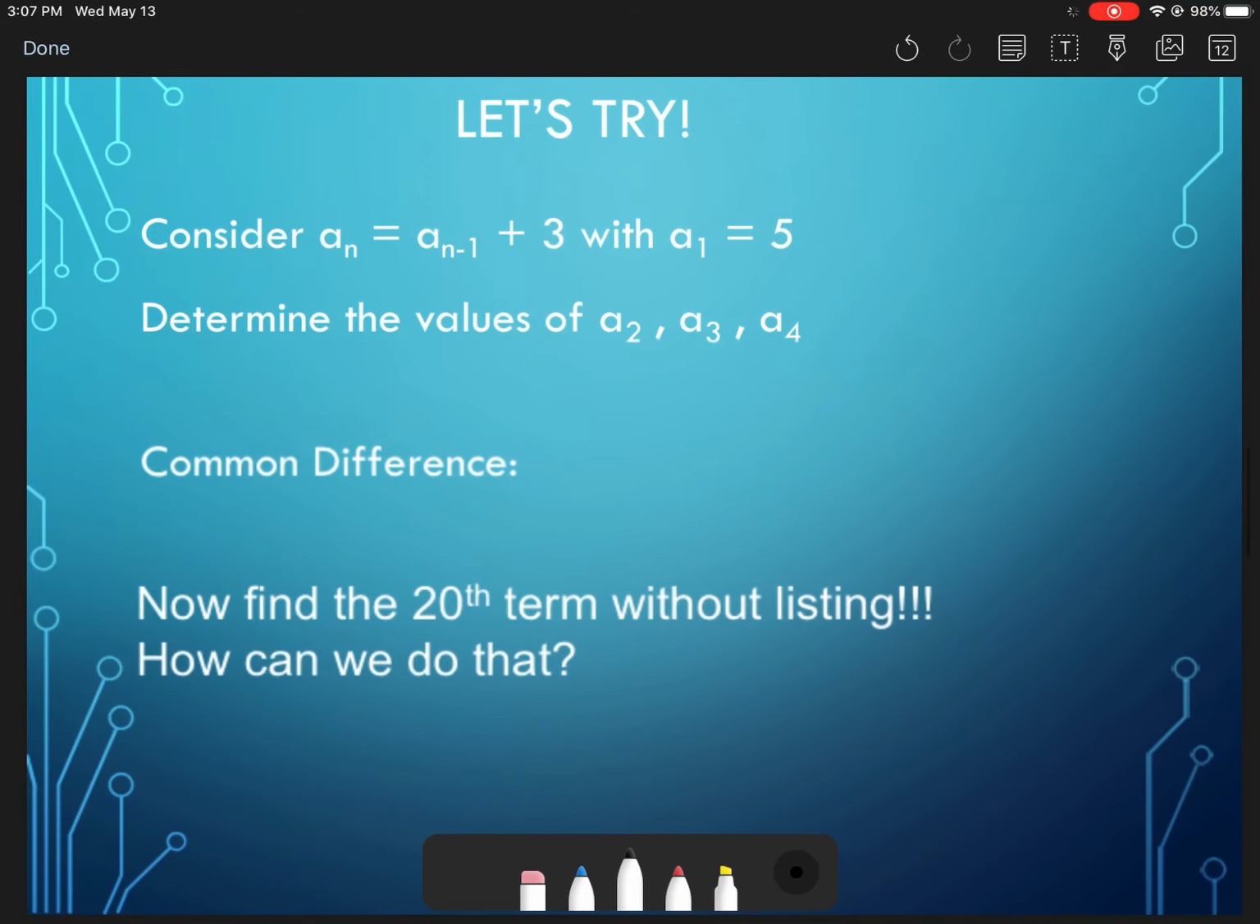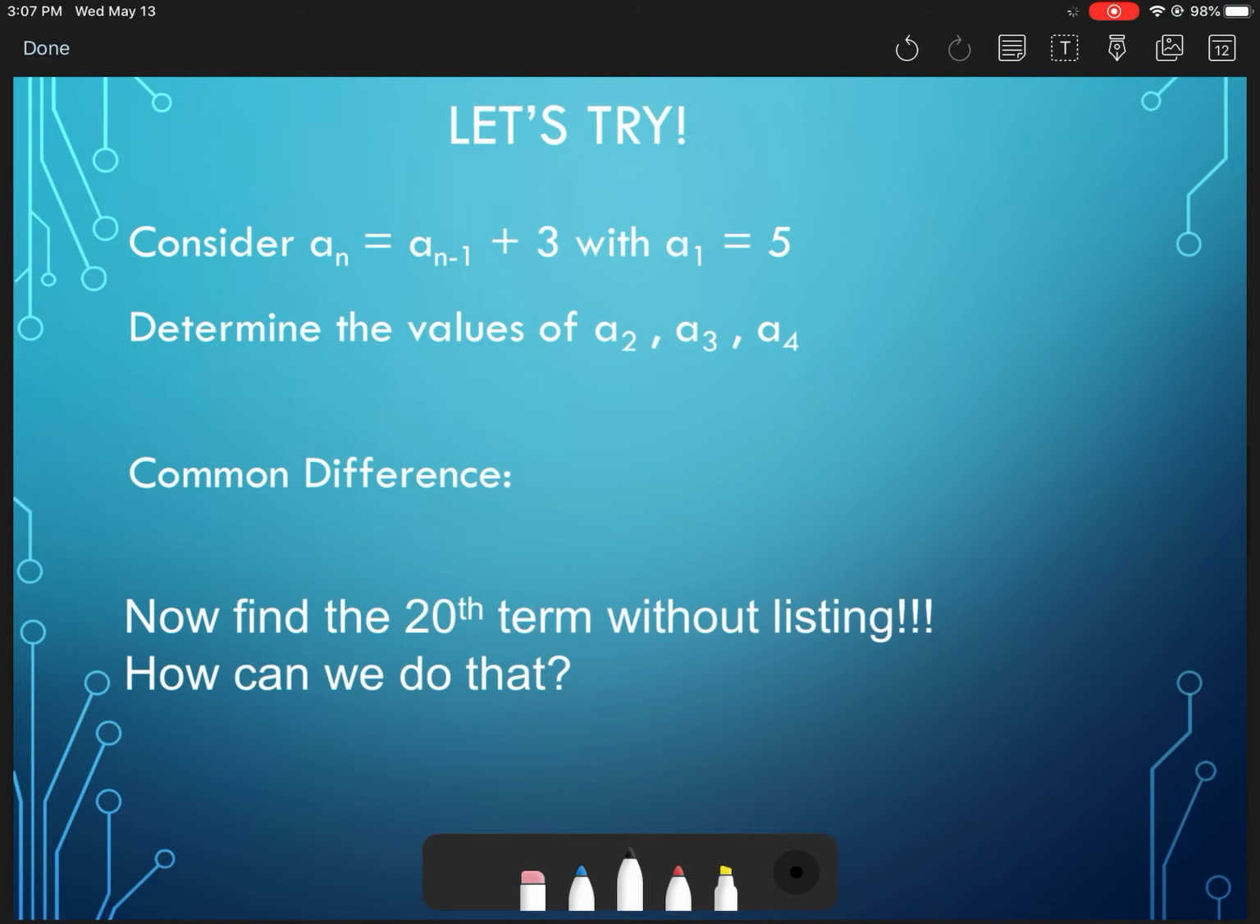All right. Let's take a look here. Consider a sub n is equal to a sub n minus 1 plus 3 with a sub 1 equal to 5. Determine the values of a sub 2, a sub 3, a sub 4.